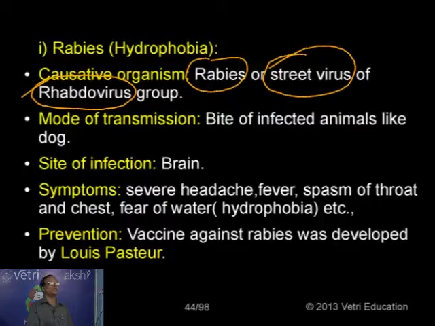And what is the mode of transmission? Simply by the bite of infected animals, particularly mammals, either the dog or the cat, even the rat, even the bat. These are all the animals responsible for the transmission of the virus from one individual to another. The main site of infection is the brain.